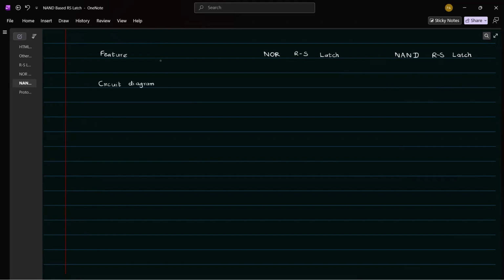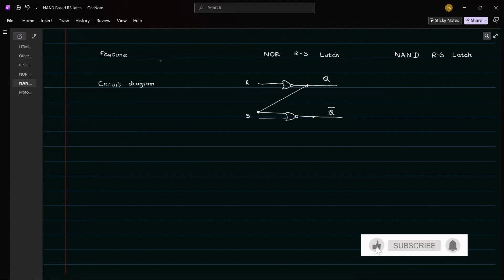For the NOR based RS latch, it's straightforward. You have R and then you have S, and you send it through a NOR gate. Here you will have Q. Similarly, here you have the S and then the NOR gate, and here you will have Q bar. You will send Q through a NOR gate along with S, and then you will send Q bar through a NOR gate along with R.